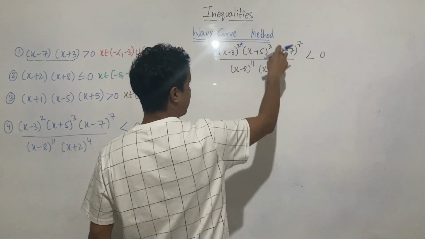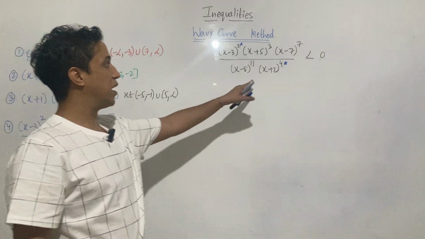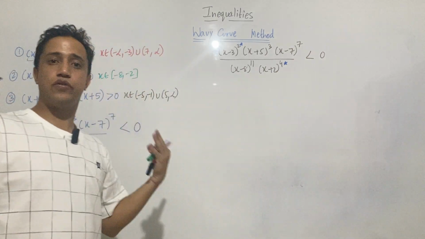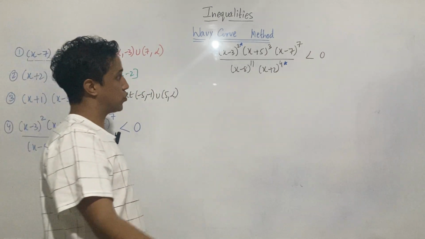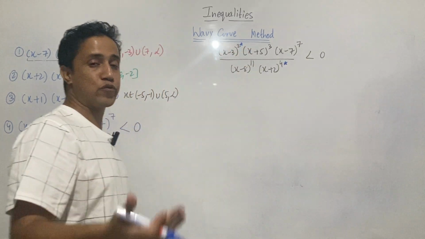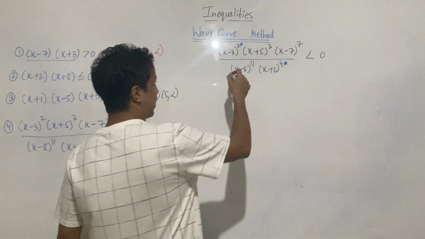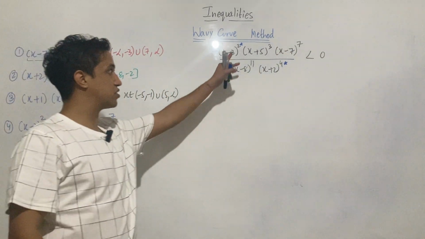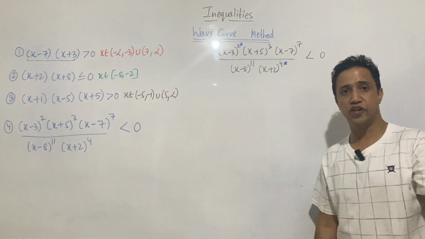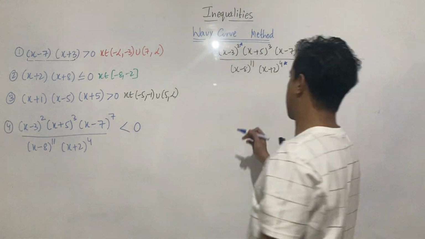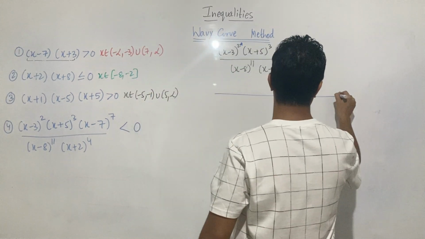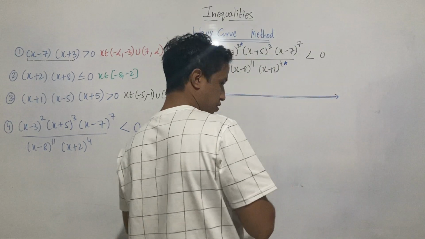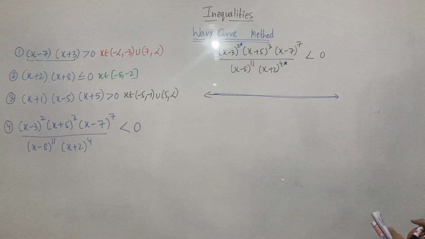I'm just going to put stars because no matter whether you take positive or negative, even exponents will give you positive values. So what I'm trying to say is, what's going to make the change? Only these three expressions or factors, right? Because here they are just even. So first I will draw the number line. This is my number line and I will try to represent the critical points.